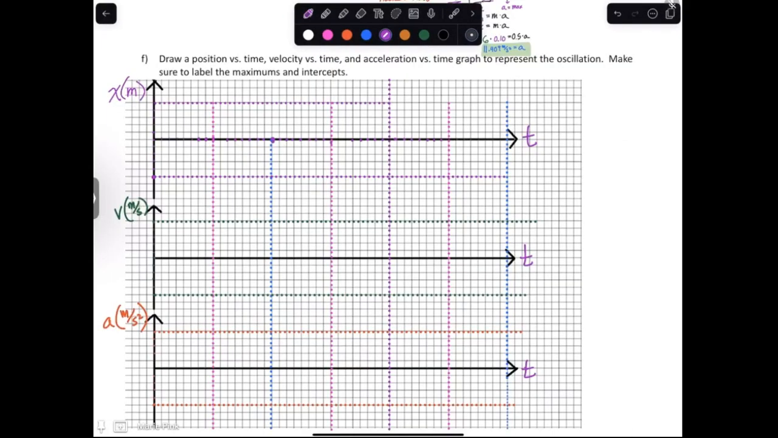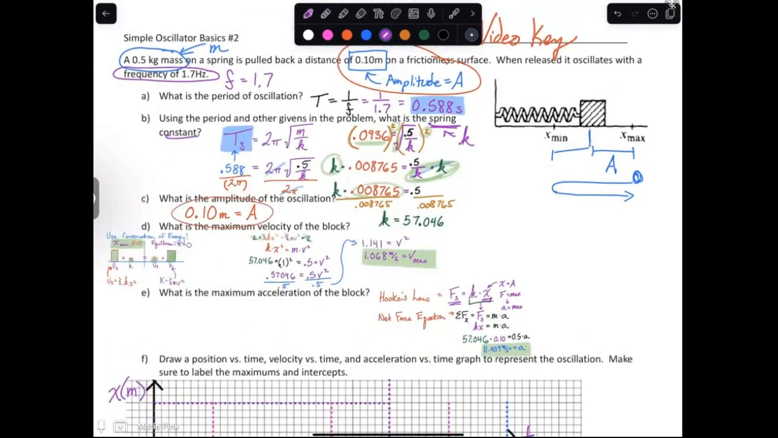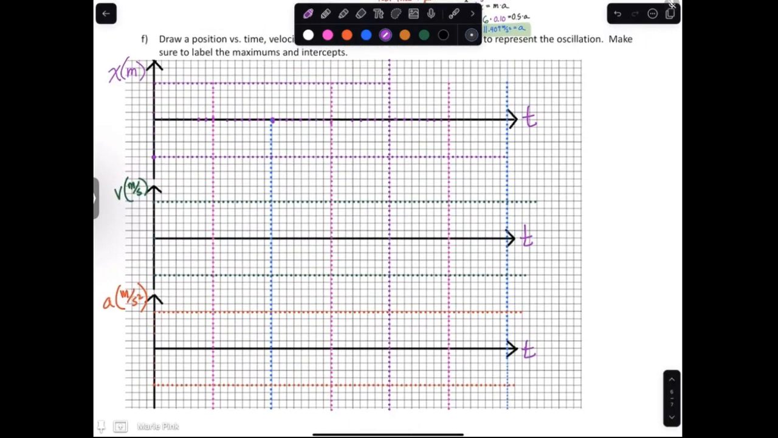All right, so in part F, we need to now go ahead and make position versus time graphs, velocity versus time graph, and an acceleration versus time graph to represent the motion of the spring. For the position versus time graph, the first thing that we need to think about is how much time it takes for one full oscillation. And that's going to be the period. So the period that we identified in part A was that the period is 0.588 seconds. So that means that for one oscillation, it's going to take 0.588 seconds.